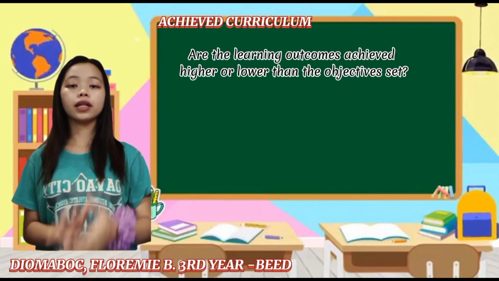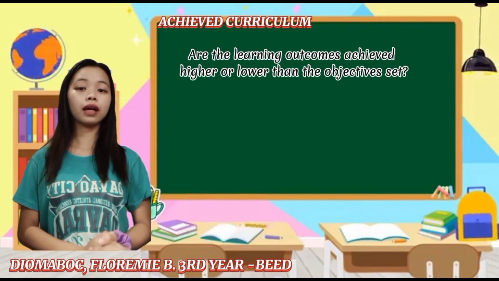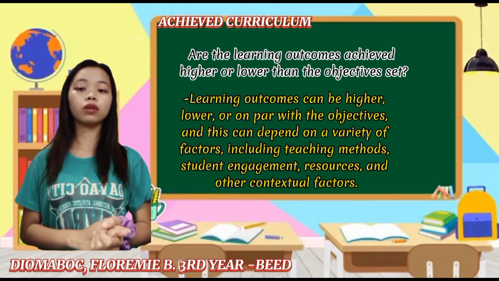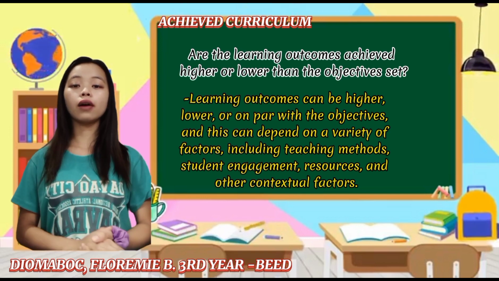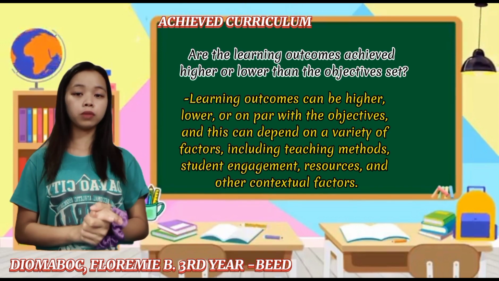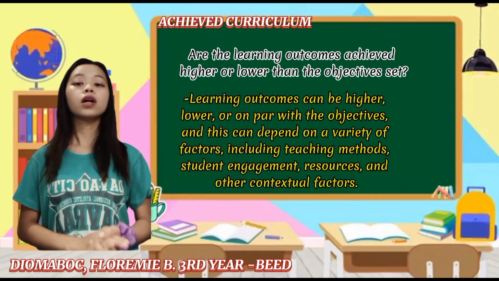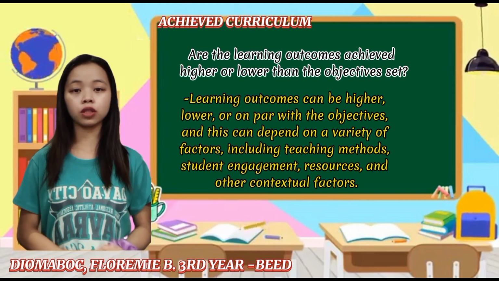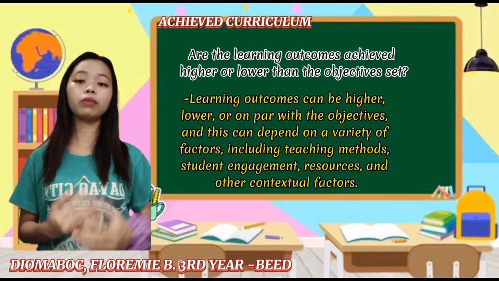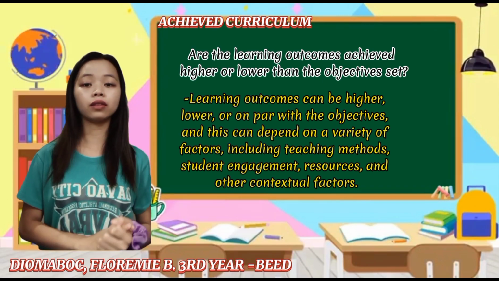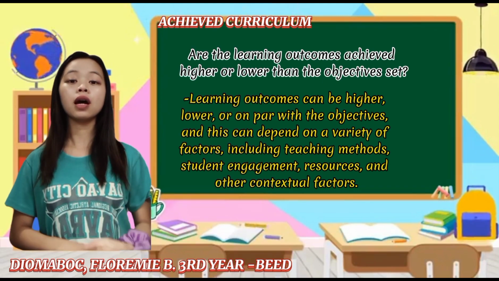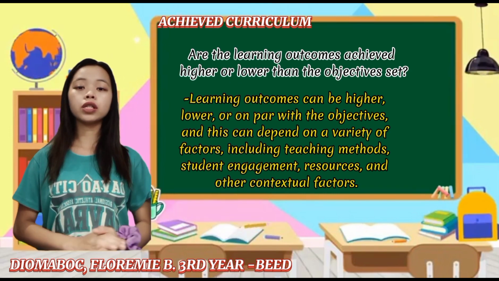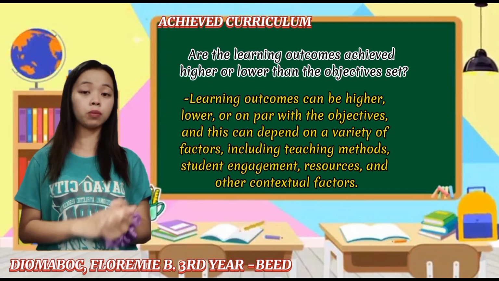The second question is, are the learning outcomes achieved higher or lower than the objectives set? The extent to which learning outcomes achieved by the learners compare to the objectives set can vary. Learning outcomes can be higher, lower, or on par with the objectives, and this can depend on a variety of factors, including teaching methods, students' engagement, resources, and other contextual factors. The goal is typically to meet or extend the objectives, but it's not uncommon for some learners to excel beyond expectations, while others may struggle to meet them. Regular assessment, feedback, and adjustment of teaching strategies can help align outcomes with the intended objectives.